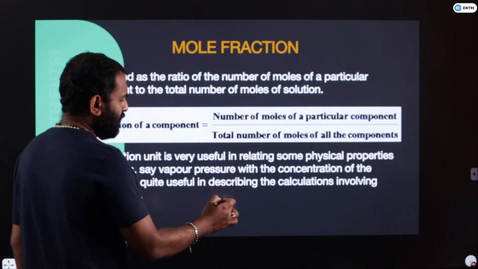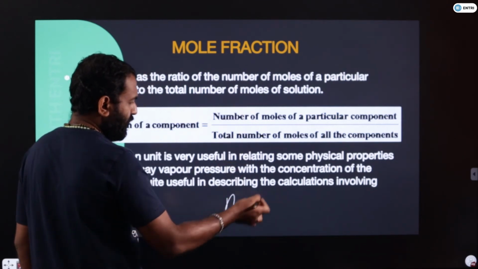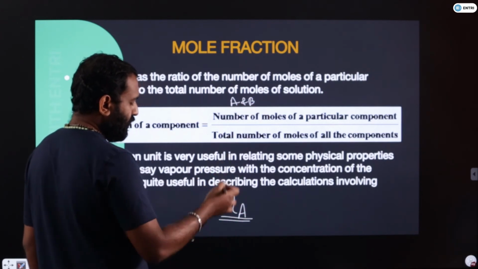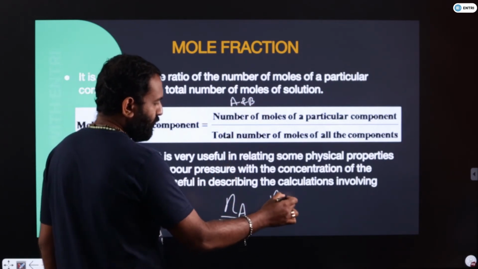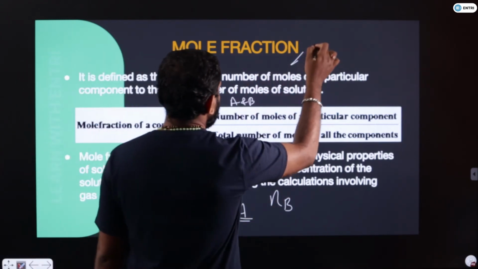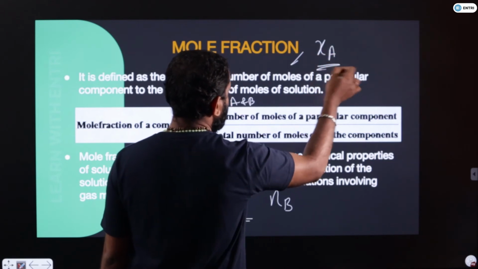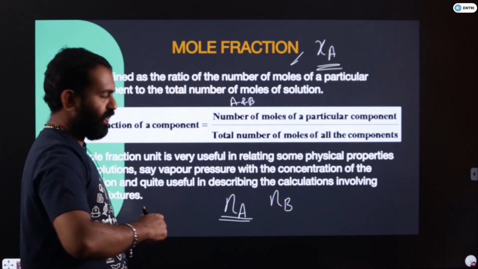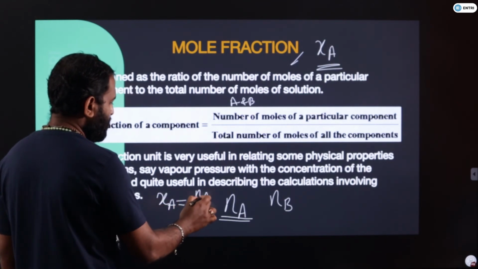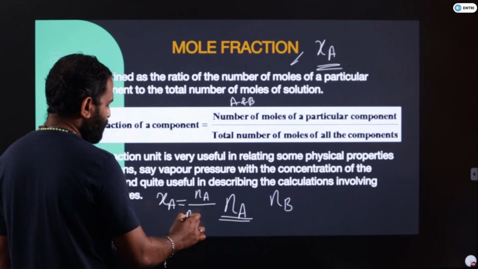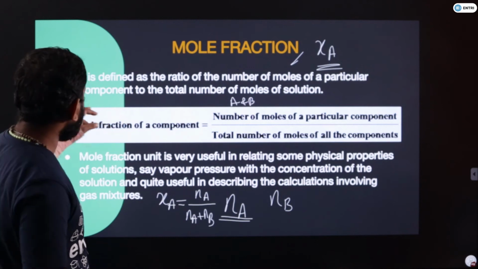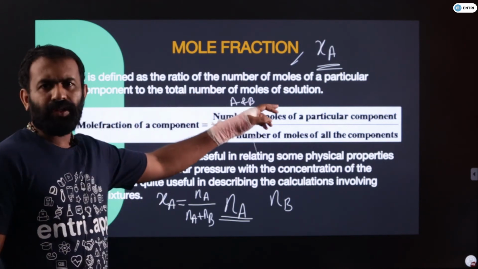Then next, mole fraction. Similarly, consider a binary mixture of A and B. Let us take number of moles of A is Na and number of moles of B is Nb. Then mole fraction of A is Xa. Xa is equal to individual number of moles divided by total number of moles, Na divided by Na plus Nb. The ratio of number of moles of a particular component to total number of moles.